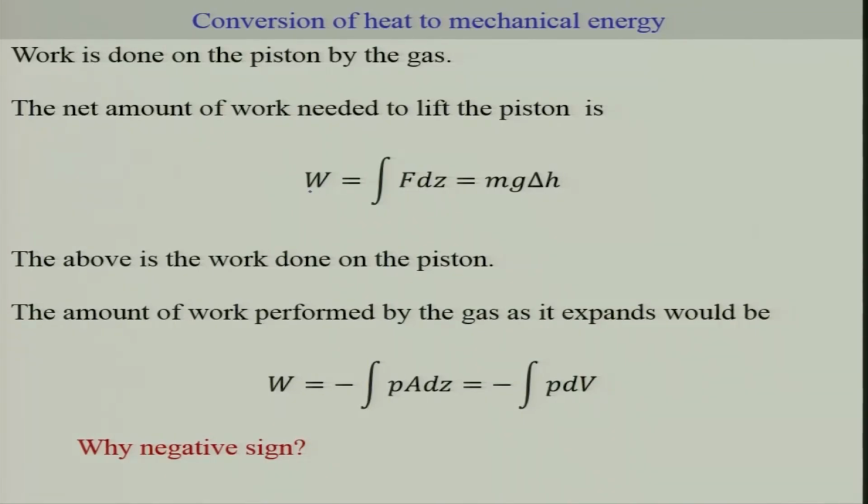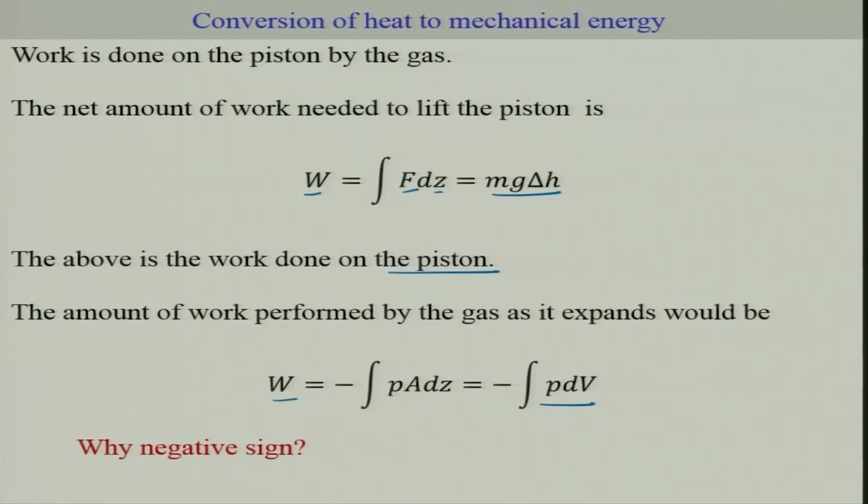That would be the work W, the integral of F ds. So, in order to lift the piston, it will simply be the weight of this piston multiplied by delta H. So, this is the work done on the piston. But what about the amount of work performed by the gas as it expands? That would be W = minus P dV, P times the volume change dV. So, that will be the work performed by the gas as it expands.